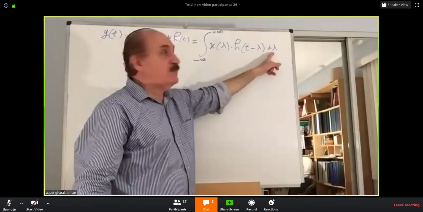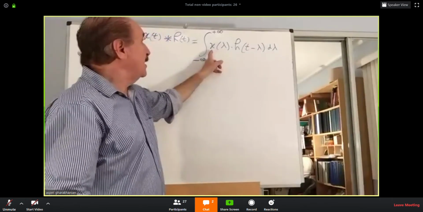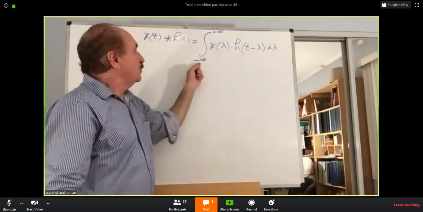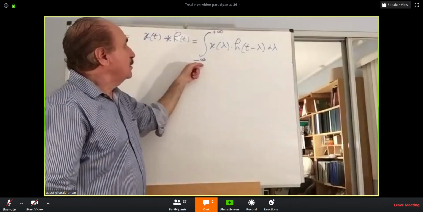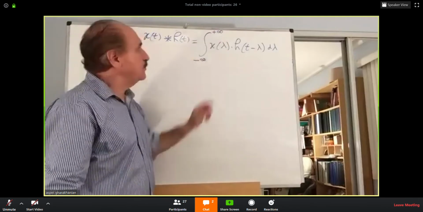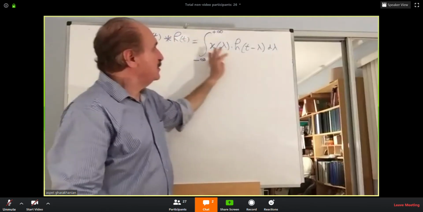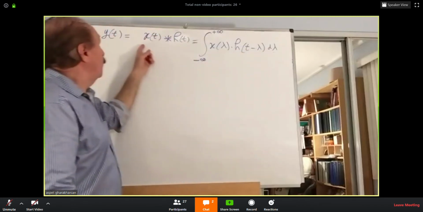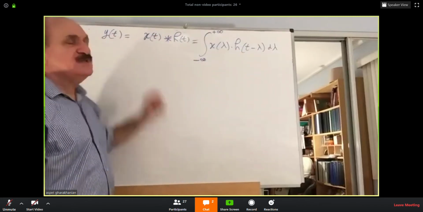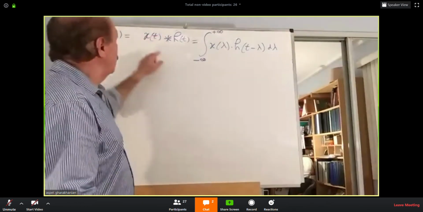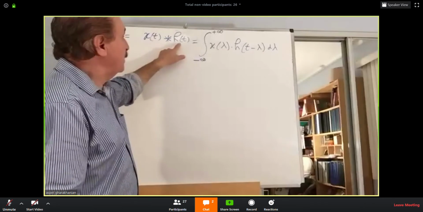Lambda is the variable of integration, and x is a function of lambda. Then you will proceed integrating with lambda varying from minus infinity to plus infinity. The outcome of that integration will be a function of time, y of t. This function of time is called the convolution of x of t and h of t.